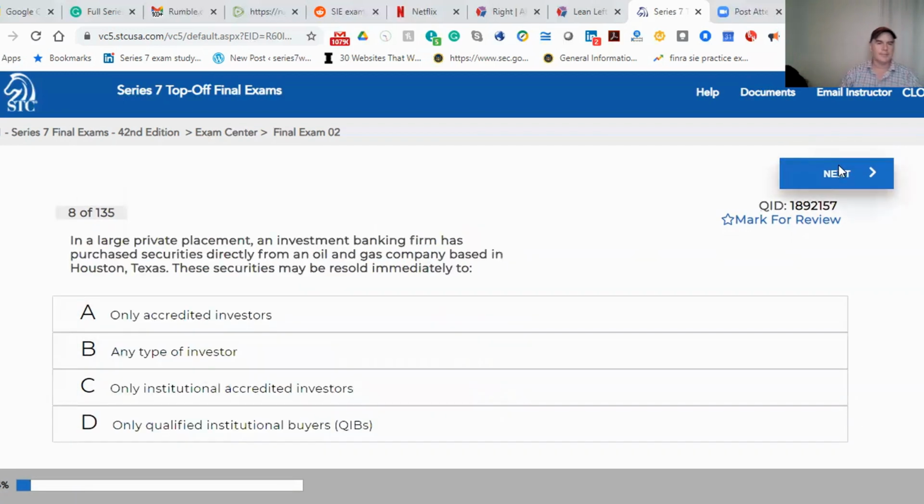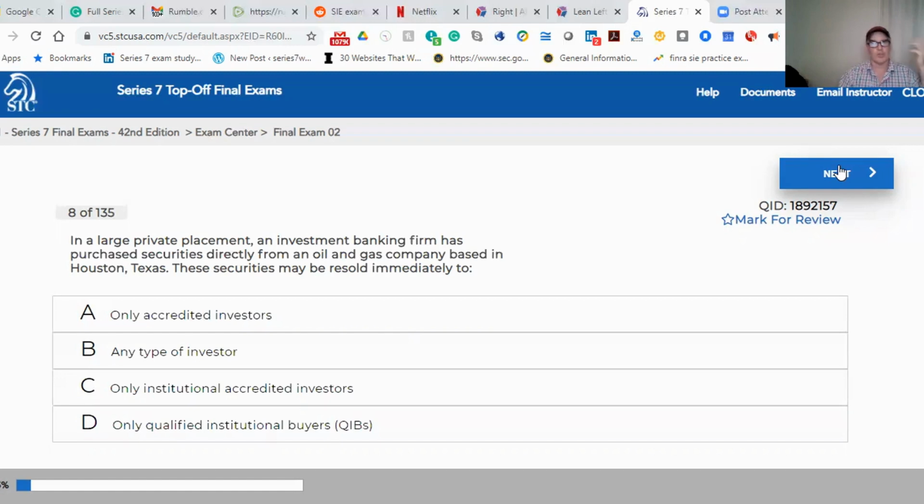Okay, boom. In a large private placement, an investment banking firm has purchased securities directly from an oil and gas company based in Houston. Oh, I'm going to have to put my glasses on because I'm starting to not be able to read. In a large private placement, an investment banking firm has purchased securities directly from an oil and gas company based in Houston. These securities may be resold immediately to, okay, so what is this?